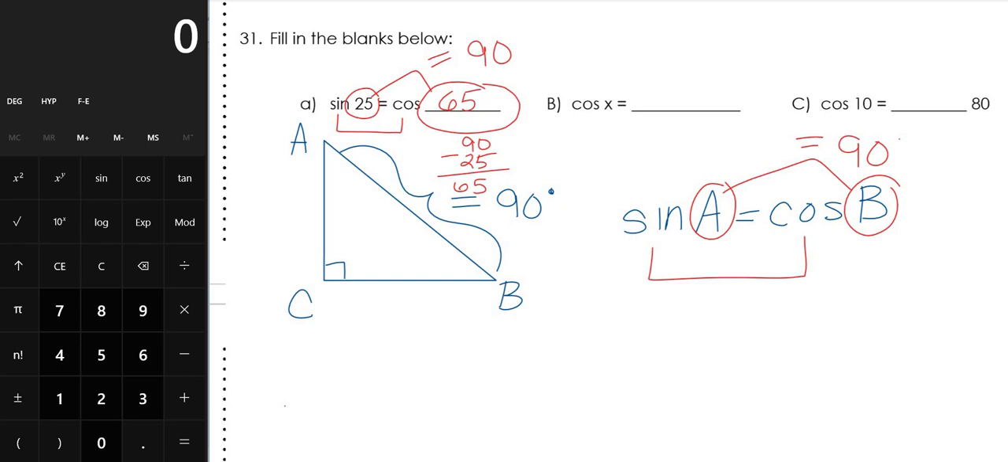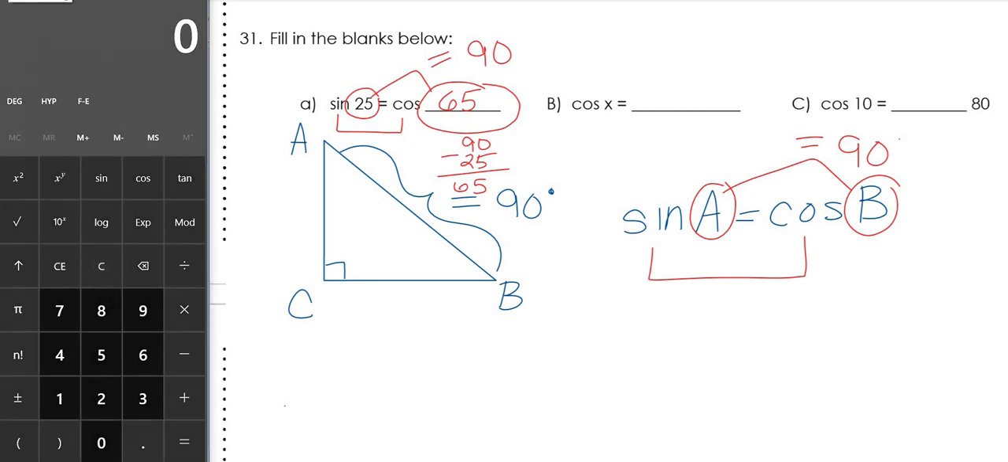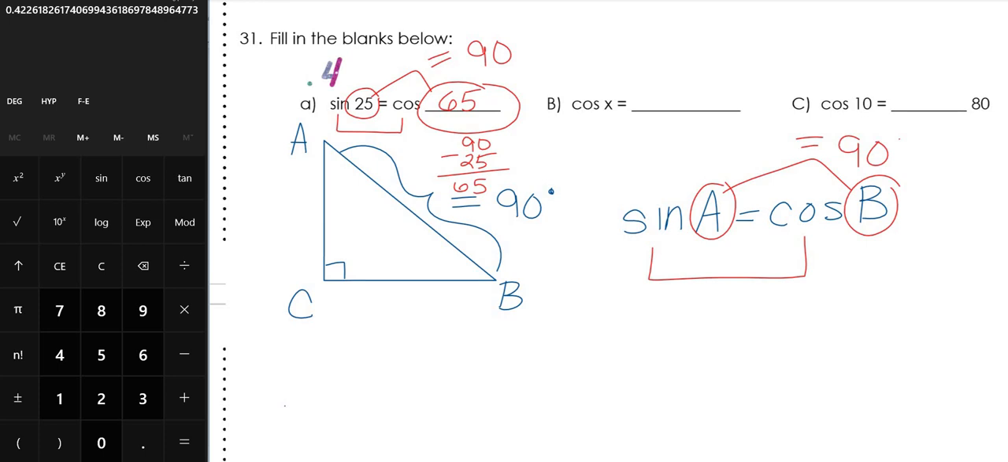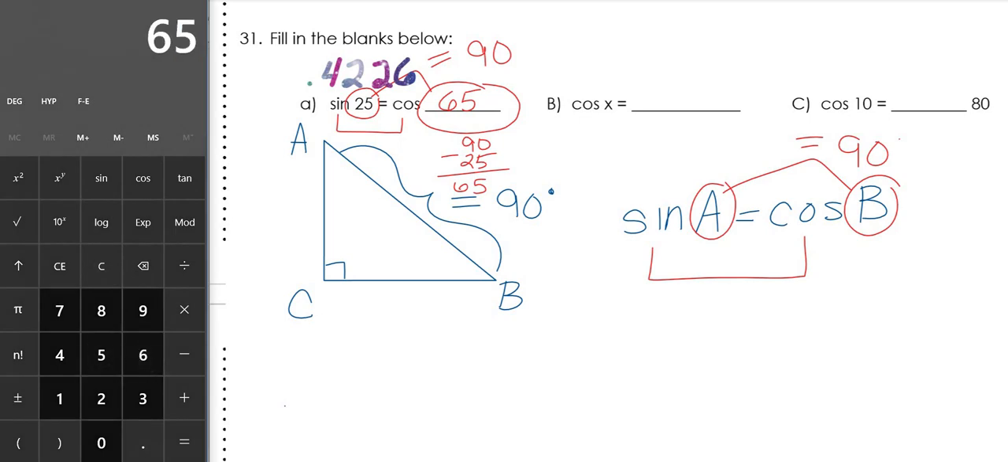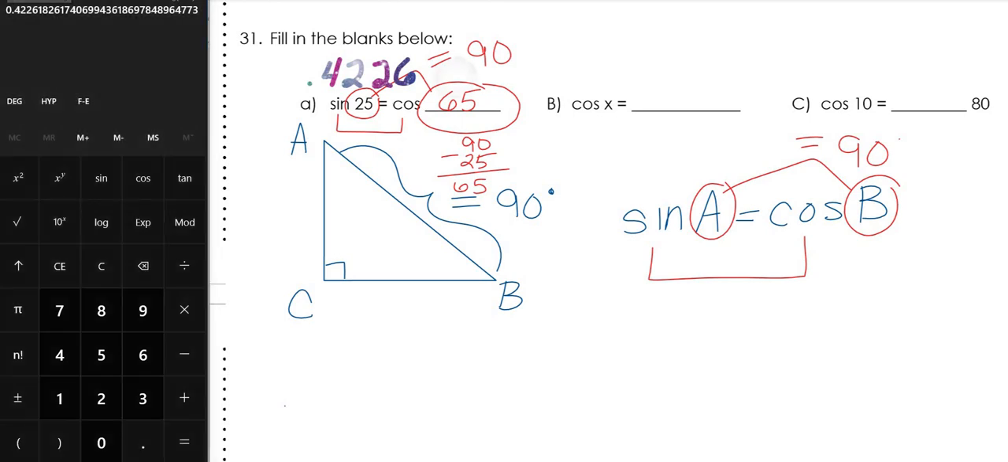Now I know this is a non-calculator question, but I just want to show you what happened. So in the calculator, I'm going to put 25 sine, and we get approximately 0.4226. Okay, so I'm going to write that down. If I did cosine of 65, by this equation, it says they should be equal. So let's take a look. 65 cosine. 0.4226. Yeah, that's exactly the same thing. And that's just to prove to you that this complementary cosine sine rule is always going to work.